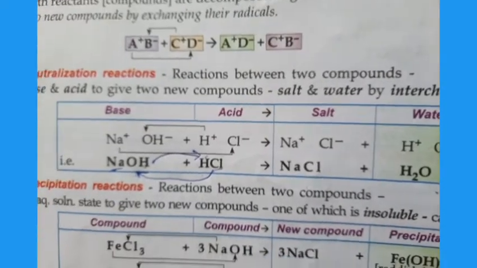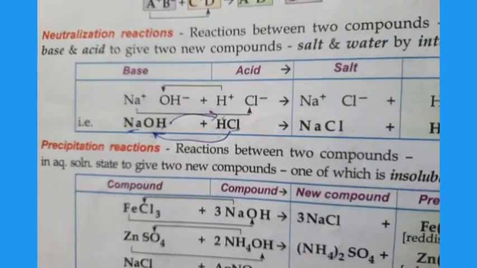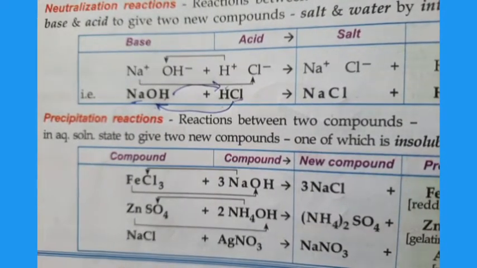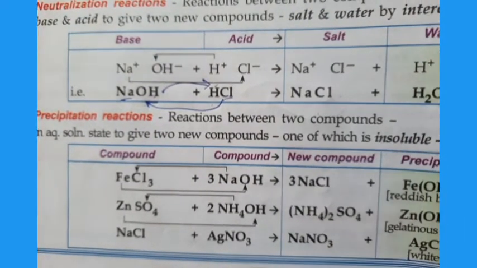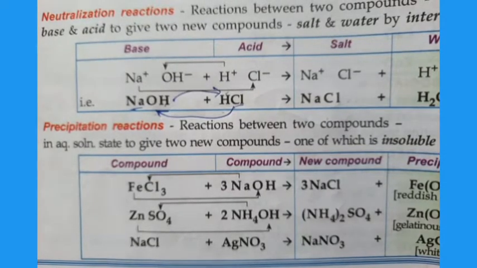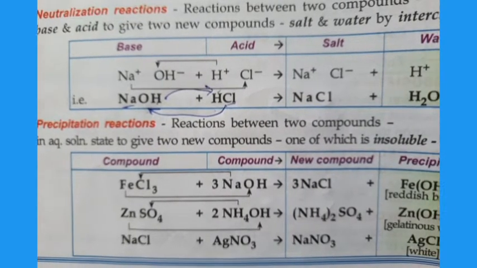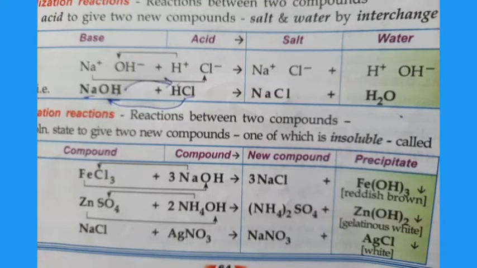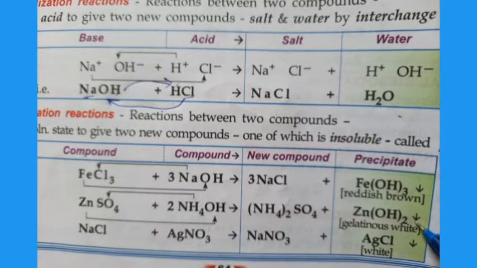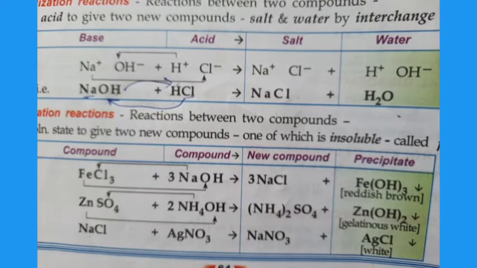Okay. Now what is another type of double decomposition reaction? That is called precipitation. Precipitation means you get some insoluble particles. It will be double decomposition, but it will get insoluble particles. And insoluble particles are represented by a downward arrow. And all these precipitates have different colors.